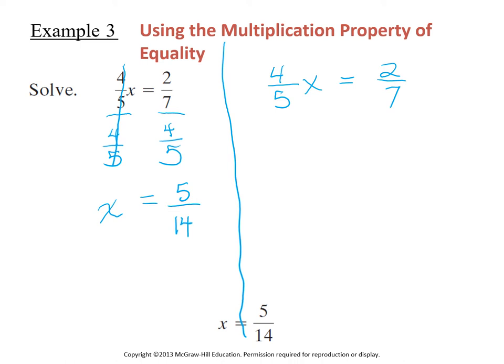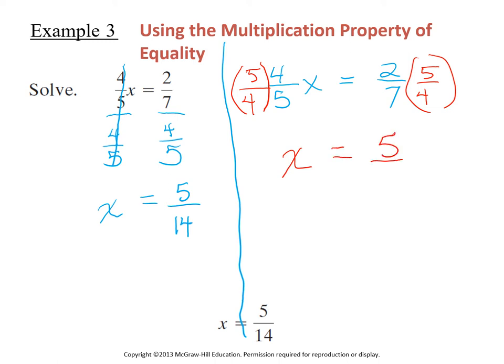Now the other way I can do this is since they're multiplying by 4/5 here, I could multiply both sides of this equation by its reciprocal, 5/4. And here I would end up with 1x is equal to 5/14 as well. So you can divide by 4/5 or multiply by 5/4, whichever way you like. And then we'll check the solution.